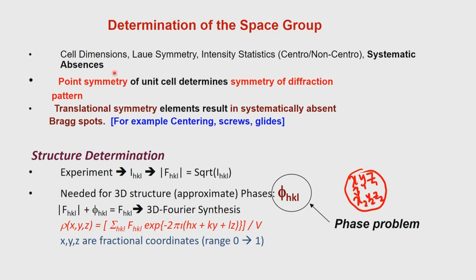We can also get the cell dimensions, and of course Laue symmetry is there already, and the analysis of the intensity statistics, which will tell you the difference between centrosymmetric and non-centric systems, will also be possible to use, particularly in cases where systematic absences are not helping. And then we of course go to the structure determination.